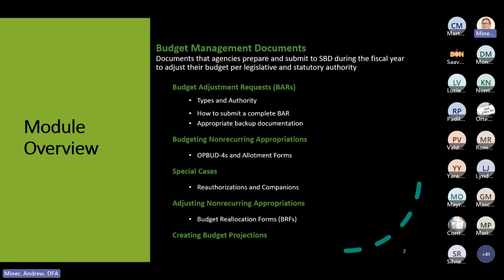We'll talk about a couple special cases, those being reauthorizations and companions. We'll talk about how to adjust non-recurring appropriations through the last type of budget management document that you submit to us, the budget reallocation form, or BRF. And then last, we'll wrap up with creating budget projections. Projections are useful for BARs and some other documents, so we'll go over how to create and update those as well.